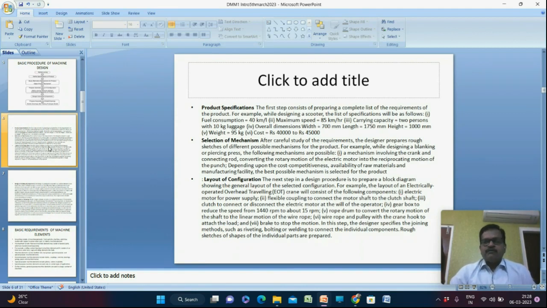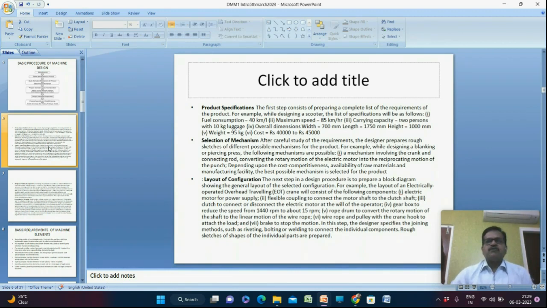After careful study of the requirements, the designer prepares rough sketches of different possible mechanisms for the product. For example, while designing a blanking or piercing operation, the following mechanisms are possible. 1. A mechanism involves a crank and connecting rod converting rotary motion of the electric motor into reciprocating motion of the punch. So, the electric motor rotates and this is converted into the reciprocatory motion of the punch.